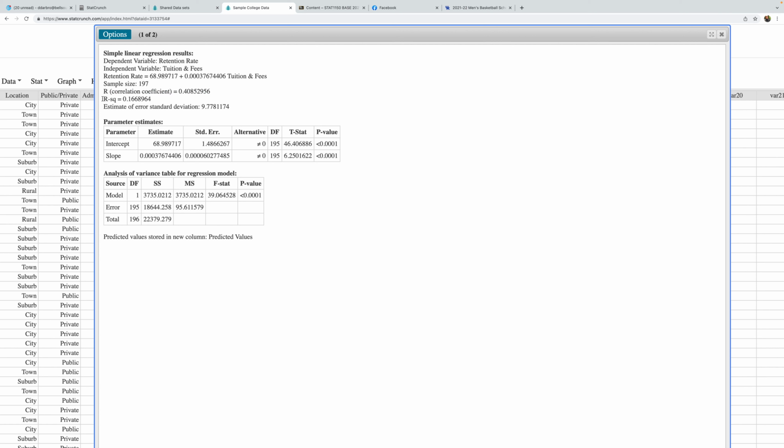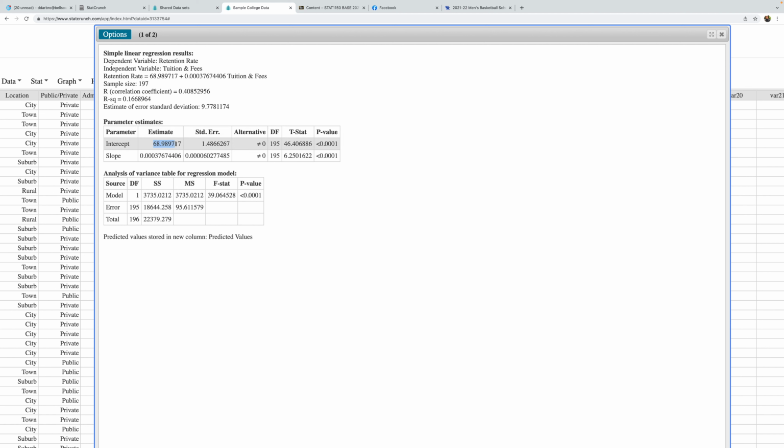R squared, I'll teach you this in a later video. Now, the analysis of variance table, I'll teach you this in lesson 7. All this standard error, degrees of freedom, test statistic, p-values, I'll teach you all that in lesson 7. But for now, let's just look at the estimate.